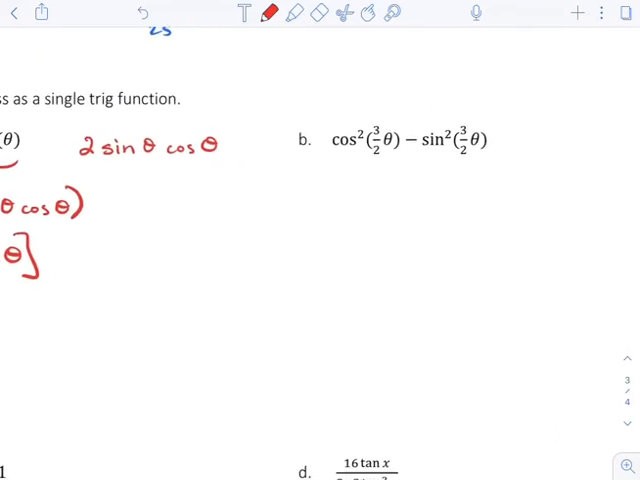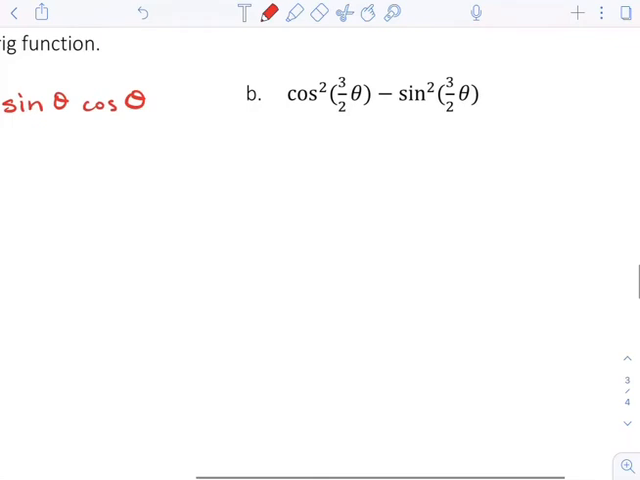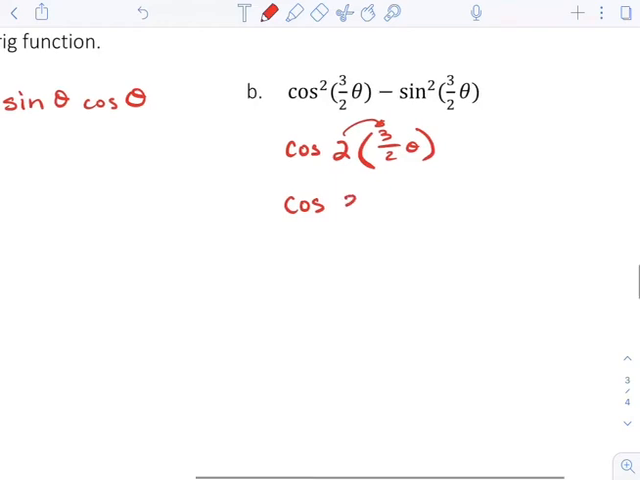Let's keep going along here. B. Well, that one looks like cos double angle. So I know that this is cos double the angle that we're given. What's the angle? 3/2 theta. So in this case, 2 can be distributed inside, right? It's part of the angle. What's going to happen is the 2 and the 2 are going to cancel out. We're just left with 3 theta.